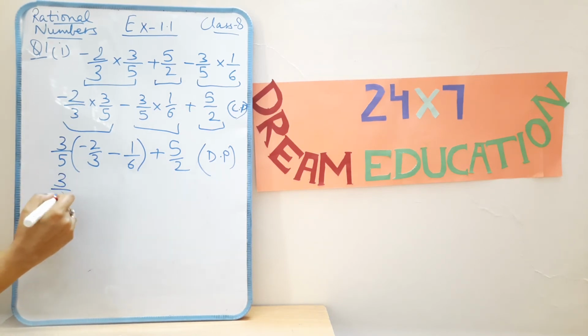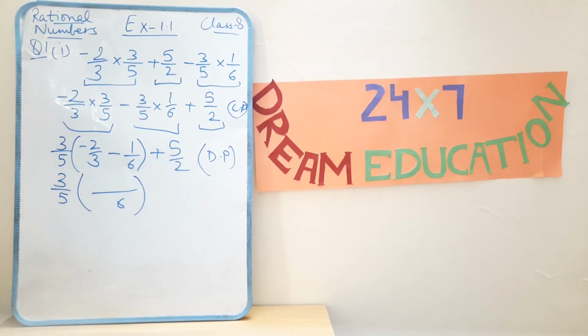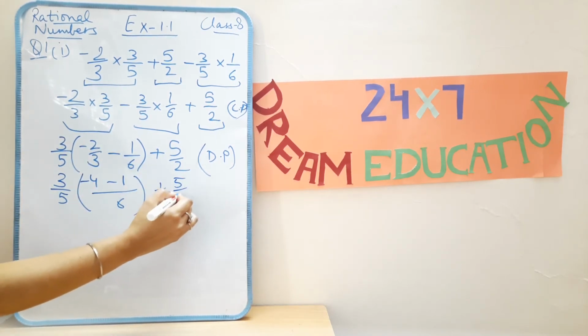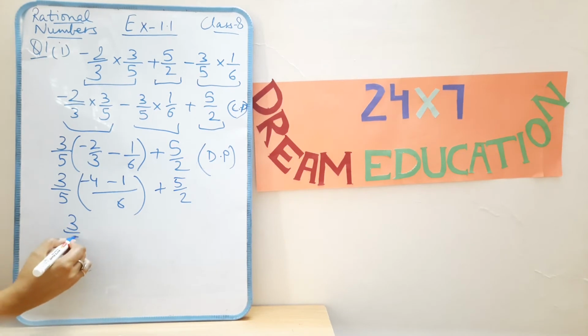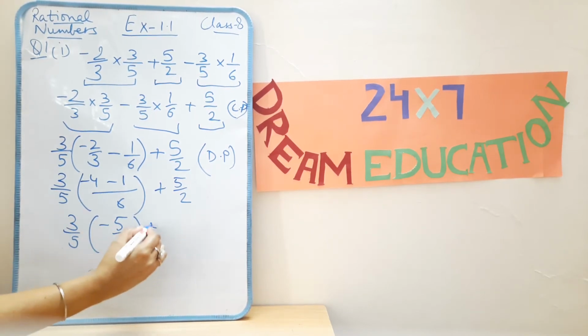Now you have to solve the bracket. In order to solve the bracket, you need to take the LCM of 3 and 6, that is 6. In 3's table, 6 comes 2 times, so 2 2's are 4, minus. In 6's table, 6 comes 1 time, so 1 1's are 1. Plus 5 by 2. So it is 3 by 5 bracket minus 5 by 6 plus 5 by 2.